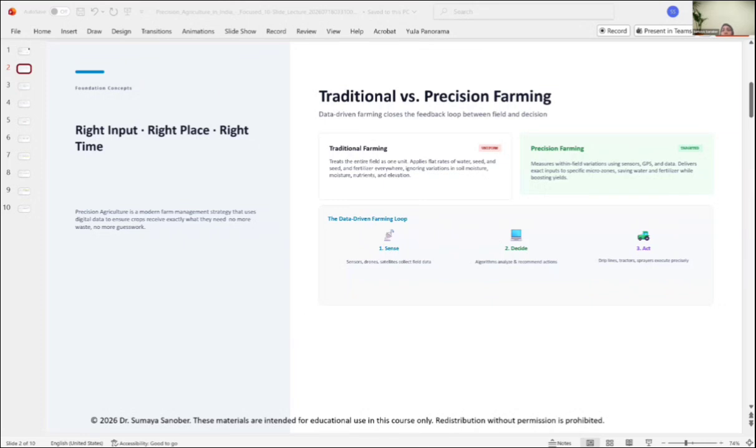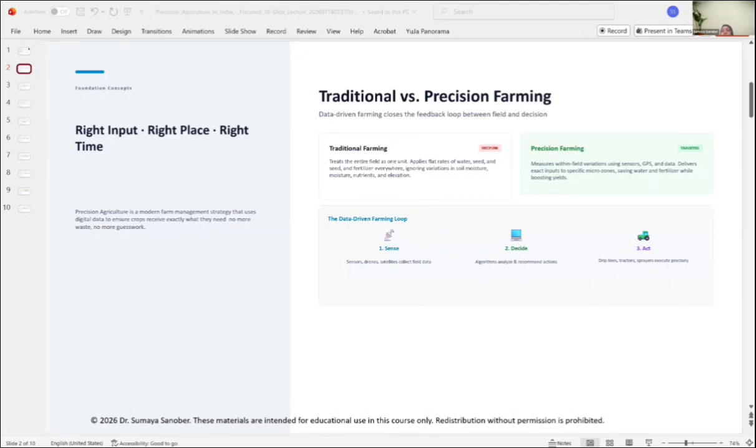So what happens in traditional farming? The farmer may treat the entire field as one uniform area and apply the same amount of water, fertilizers and pesticides everywhere. But the problem is that different parts of the field have different types of soil, moisture level, elevation, and nutrient condition. So precision farming is going to measure those differences. It will allow the farmers to apply more resources where they are needed.